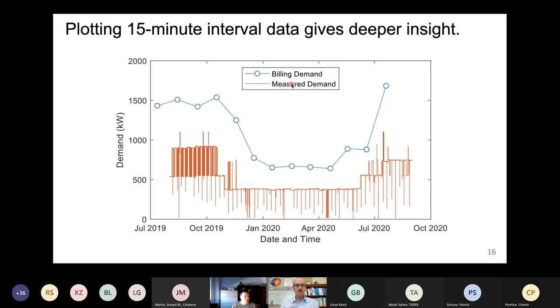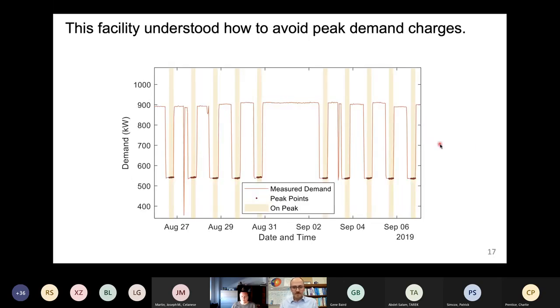So what we've been doing is asking the energy company, the energy provider, for the 15-minute interval data. And so here is an example of the 15-minute interval data. This is the measured demand over time. And then here's the billing demand that was charged to this facility over time. And this particular facility was doing a good job of paying attention to their demand.